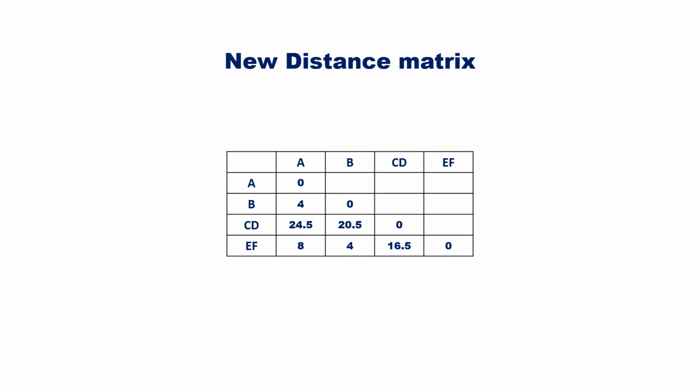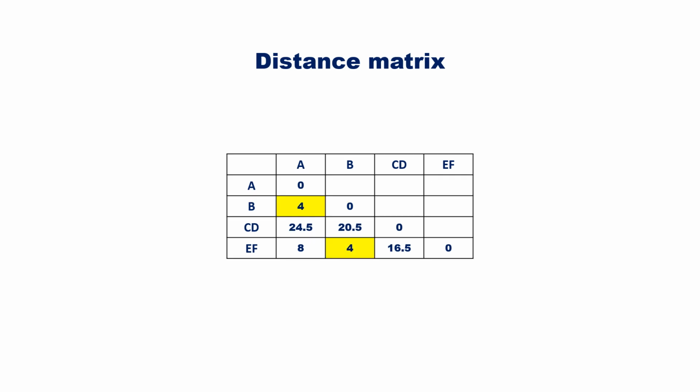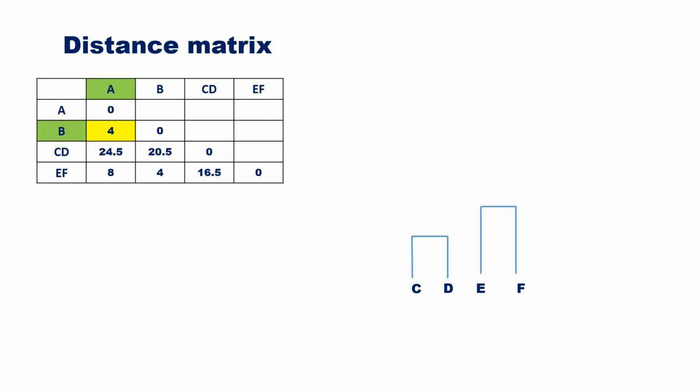Repeat the process with the newly updated matrix and identify the shortest distance. This time the shortest distance is 4. We have 2 instances of 4. We will consider the first occurrence of this distance, which is between A and B. Now, let's cluster A and B together and illustrate this on the dendrogram.